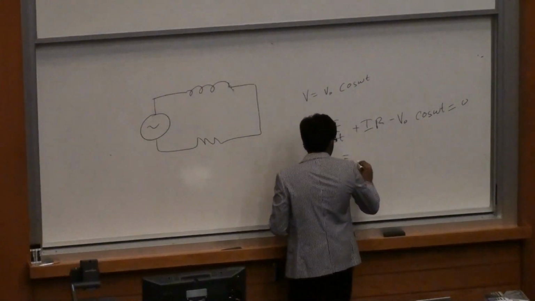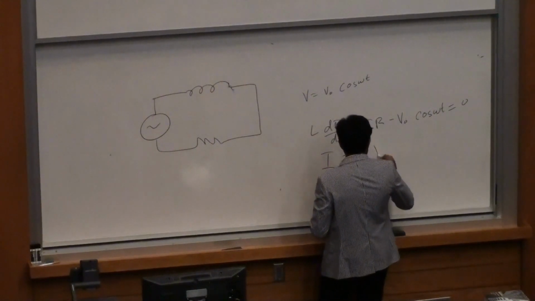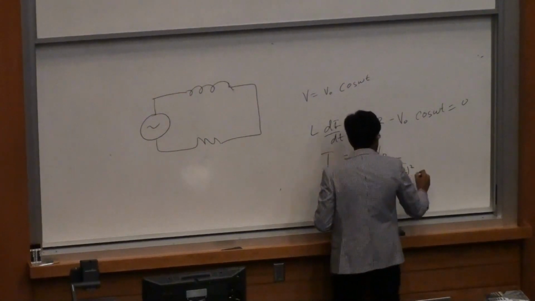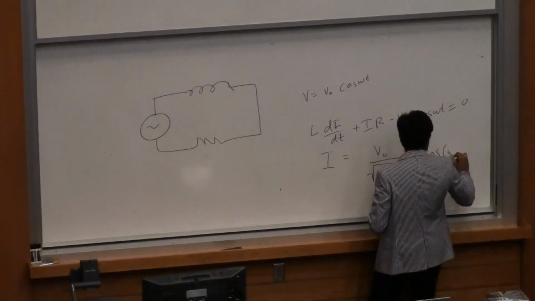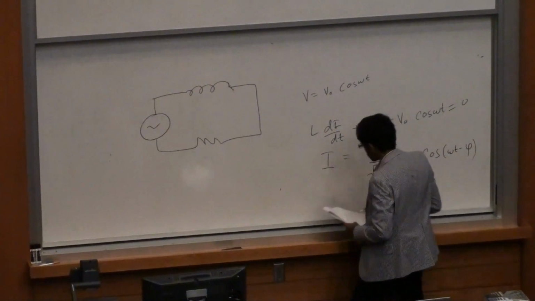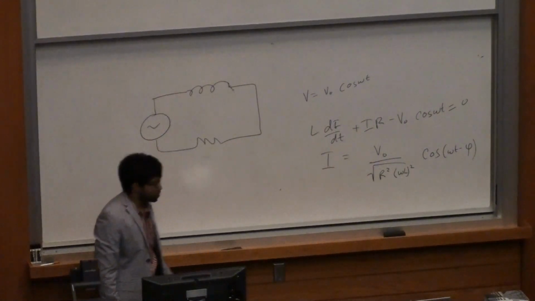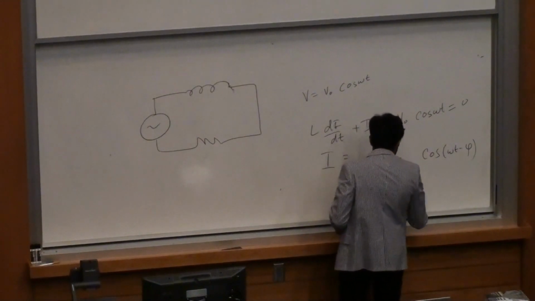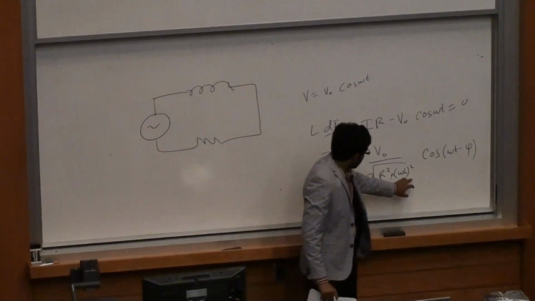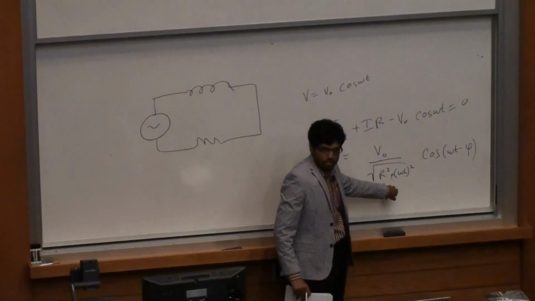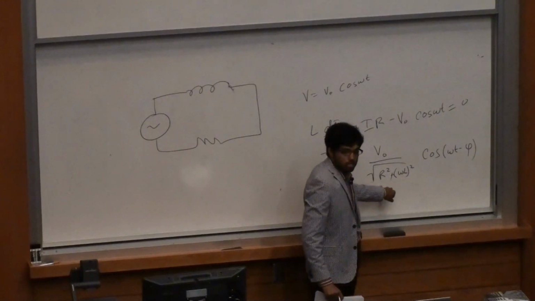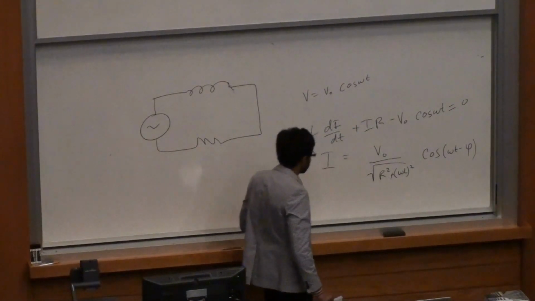So my current, when I calculate it out, is V naught over the square root of R squared plus omega L squared, times cosine of omega t minus phi. This is not really a very intuitive solution. You can't really just guess this out. So omega L here has to have the same units as my resistance, and it actually does if you go through and calculate it. These two are the same units.